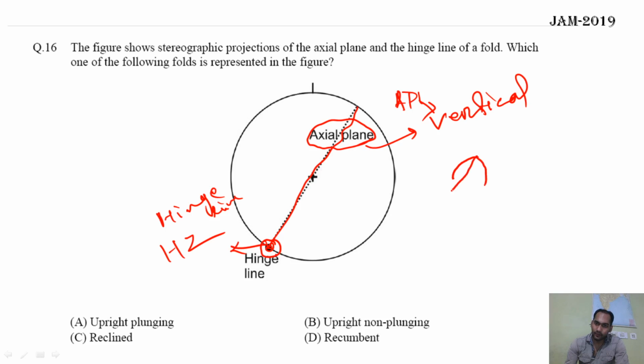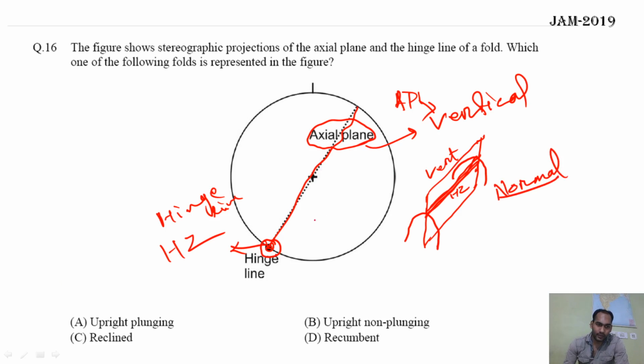this, right? Here the axial plane is this one, vertical, and the axis is horizontal. Here the axis is horizontal and the axial plane is vertical. So it is a normal fold.